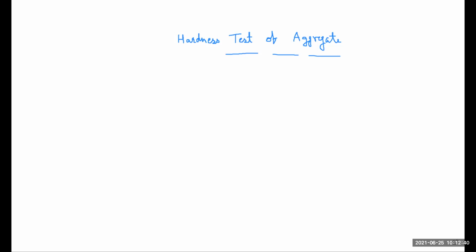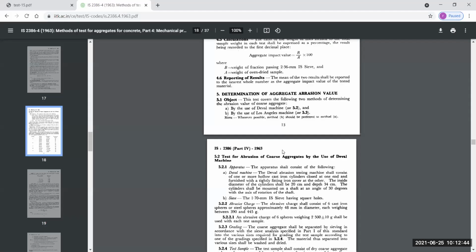So here our aim is the determination of aggregate abrasion value. By aggregate abrasion value, we determine our aggregate hardness. So this test covers two methods of determining abrasion value: by use of the Deval machine and by use of the Los Angeles machine.